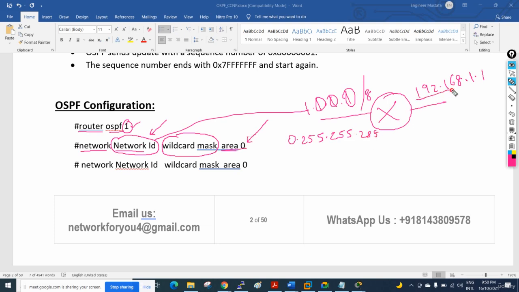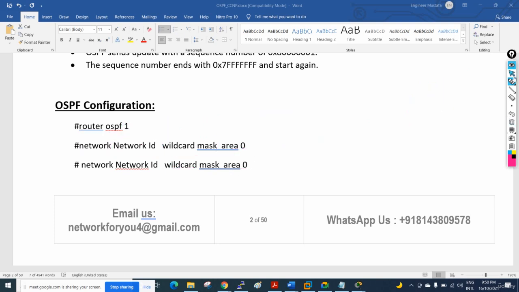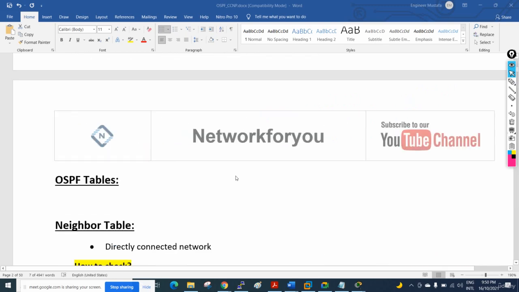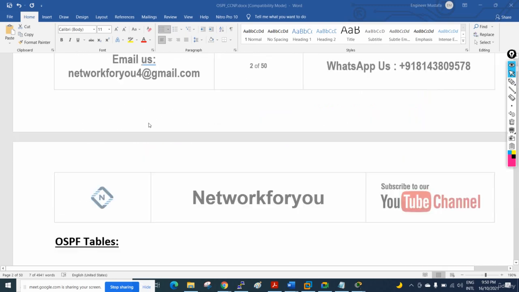Here also we need to calculate the network ID, wildcard mask, and area 0 if they are in area 0. We will do the first lab for area 0, later we will do the lab for area 1 and other areas also. So we will see this one, we will do it now.